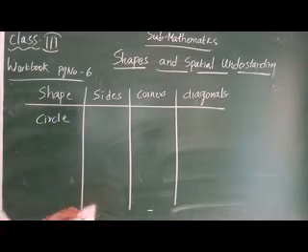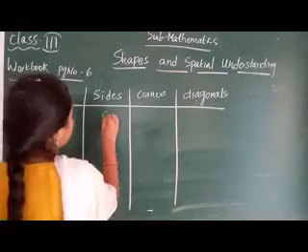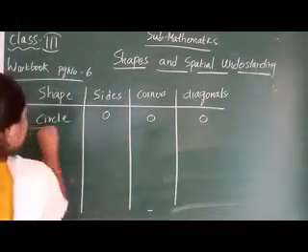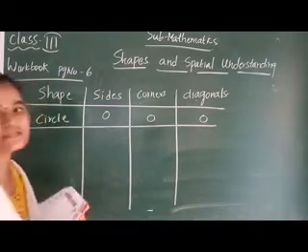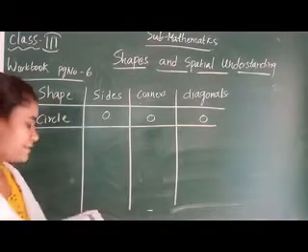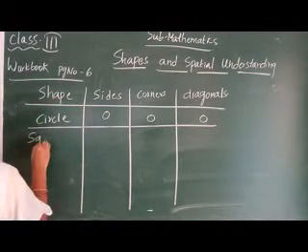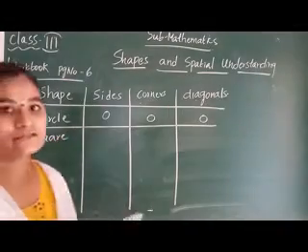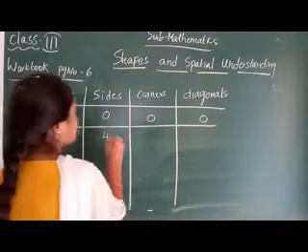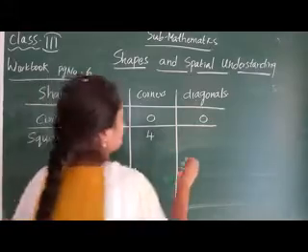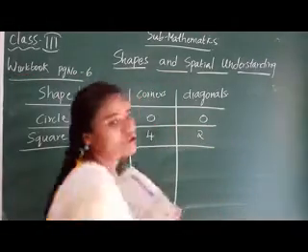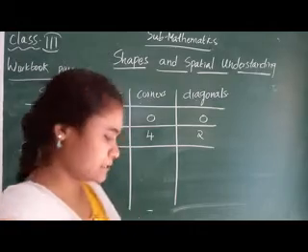First shape, this rangoli, circle, right? So in a circle, 0 sides, 0 corners, 0 diagonals. Next one is square. In a square, 4 sides, 4 corners, 2 diagonals.